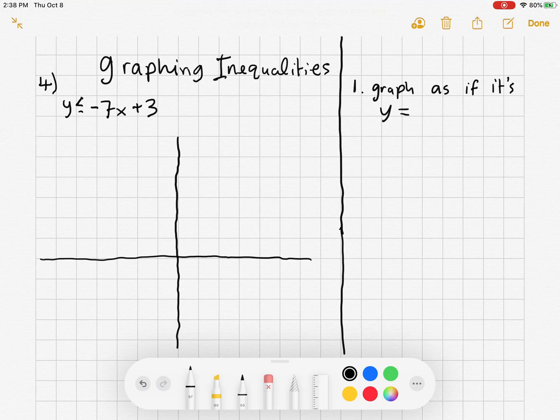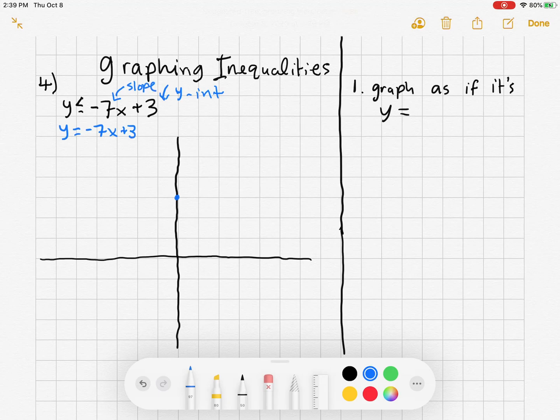The first step to doing an inequality is to graph it as if it was y equals negative 7x plus 3. I'm going to do this part kind of fast. If you need help, go back last week and watch the videos on graphing. All right, so we start at the point 0, 3, because this is the y-intercept. We then look at our slope, which we see as negative 7.